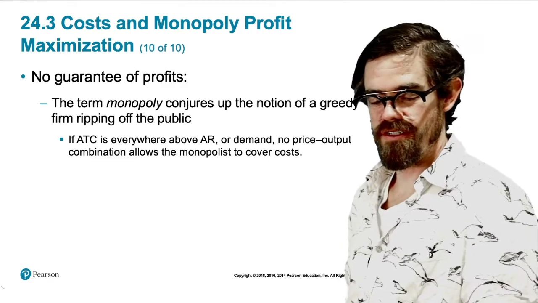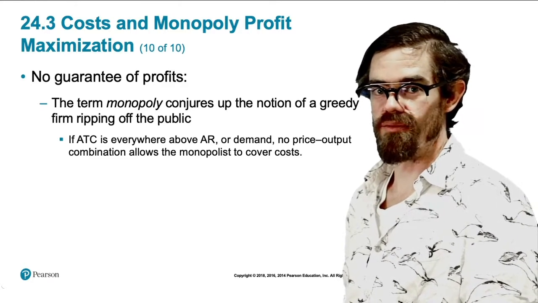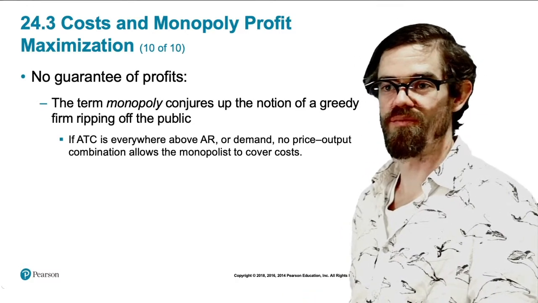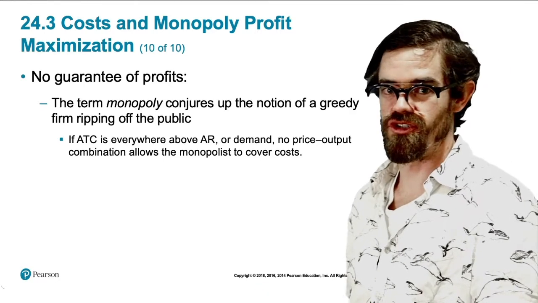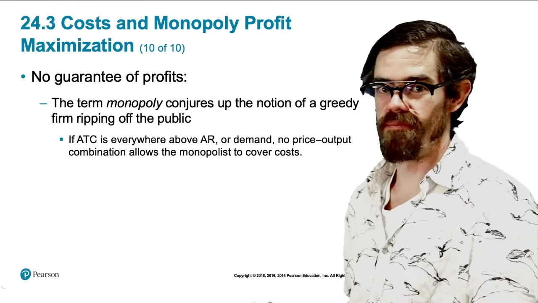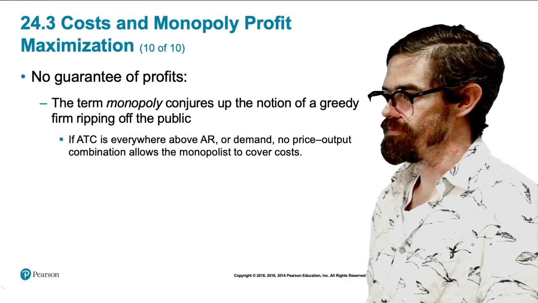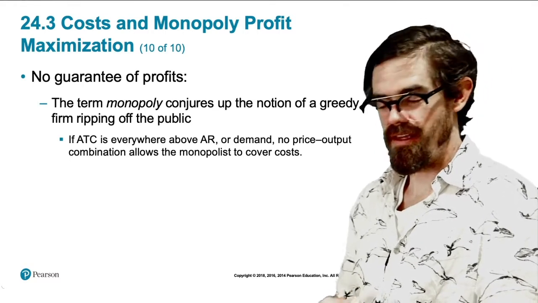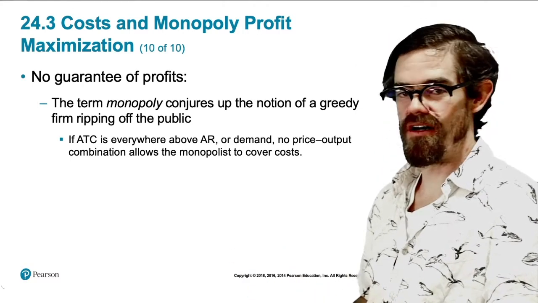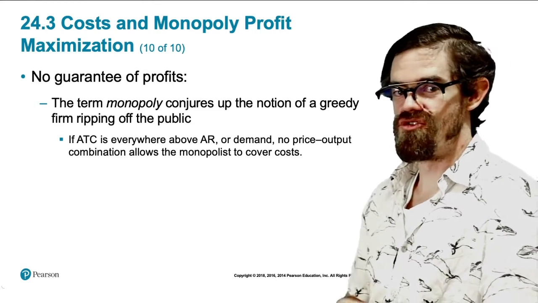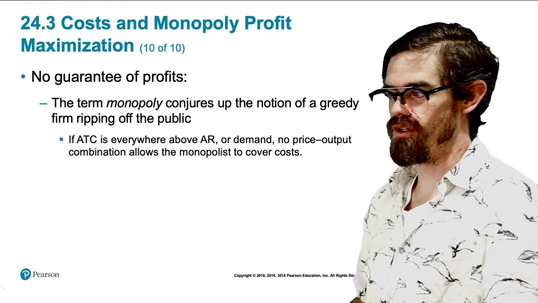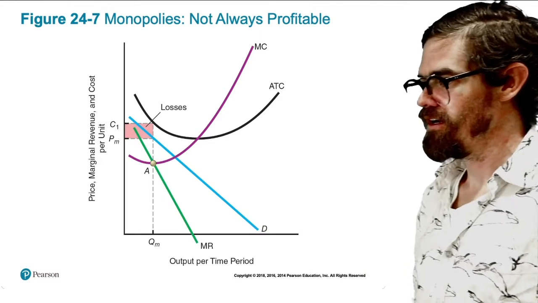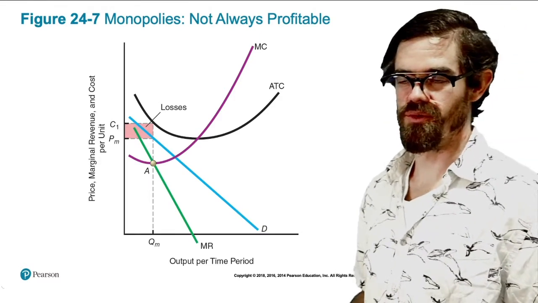Now, another misconception is that monopolies always make a profit, and that's not the case. There is no guarantee of profits for a monopoly. If people suddenly decided that diamonds were junk and they didn't want them, De Beers would not make a profit. If the average total cost at every single point along it is above the demand curve, there's no price-output combination that will allow the monopoly to recover its costs. So let's see if we've got a picture of that. Here we go. Okay, so this is what a loss situation would look like for a monopoly.